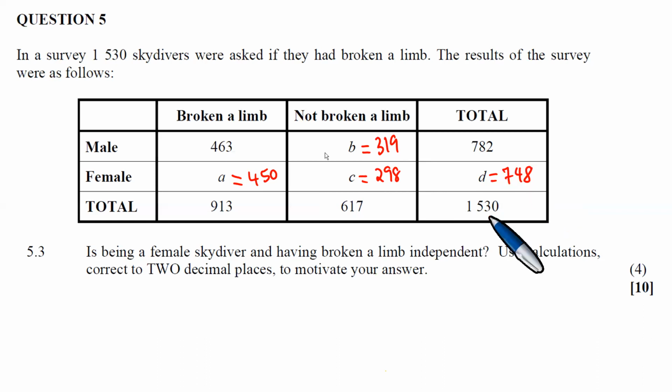So in a survey, 1530 skydivers were asked if they'd broken a limb. The results of the survey were as follows. Broken a limb: 450 plus 463 is 913. 319, 298, 617. 782, 748, you add, you get 1530. Is being a female skydiver and having broken a limb independent? Use calculations correct to decimal places to motivate your answer. So we're looking at independent events, right?